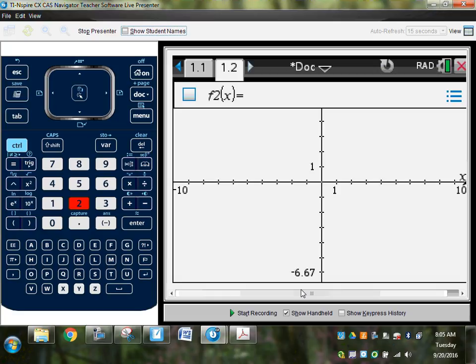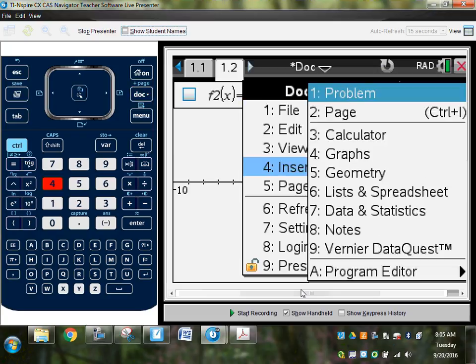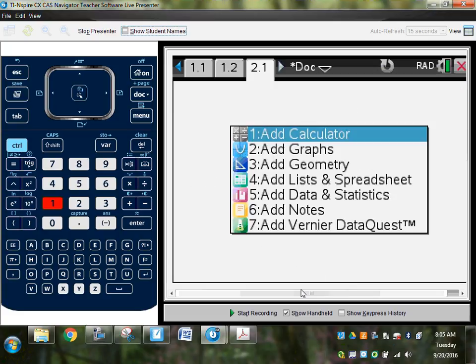So what we need you to do is, and I think I have this right, go into doc, press doc. Yeah, go down to 4. I think that it's 4. Insert new problem, which is 1. Now, see how it starts over with 2.1? So that would reference problem 2, because the other graph that we did would be problem 1.